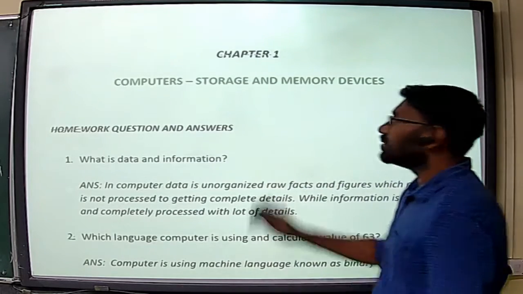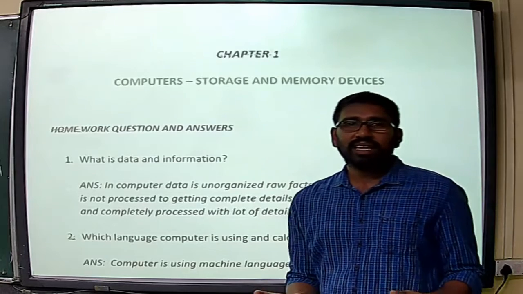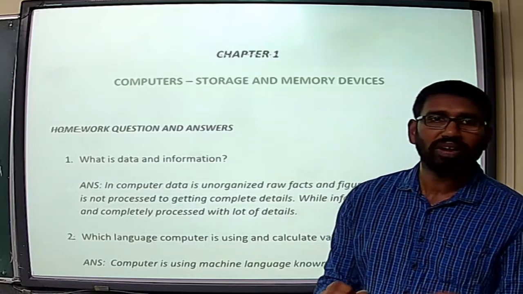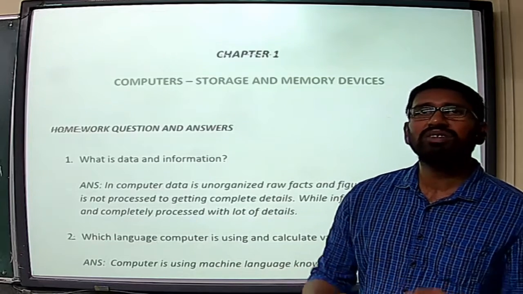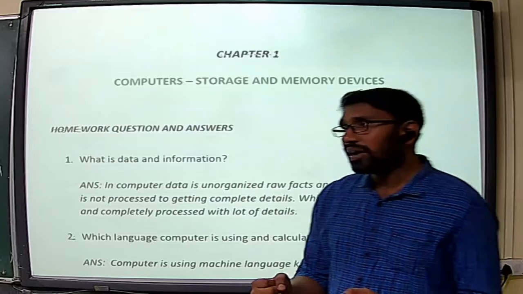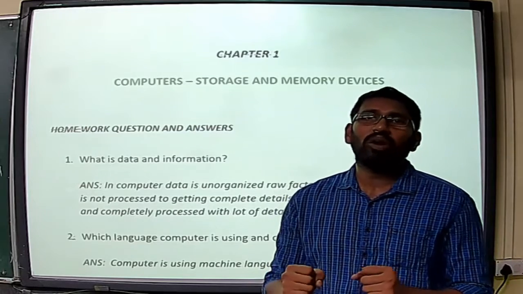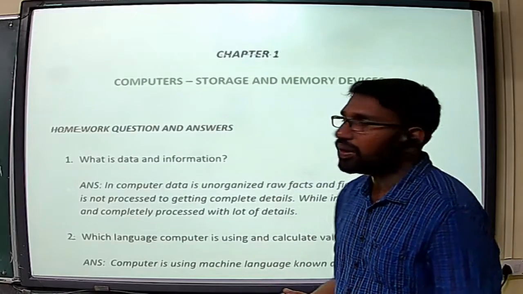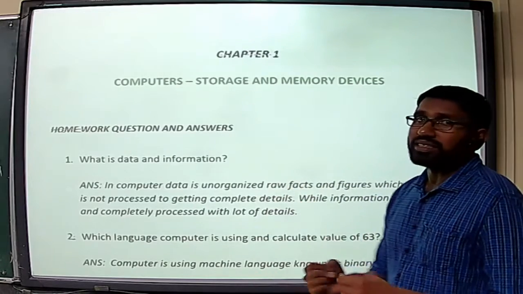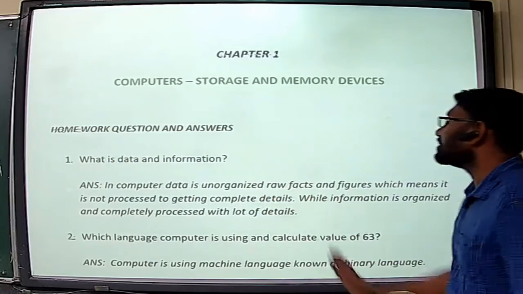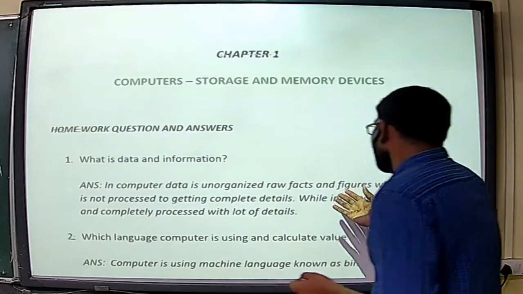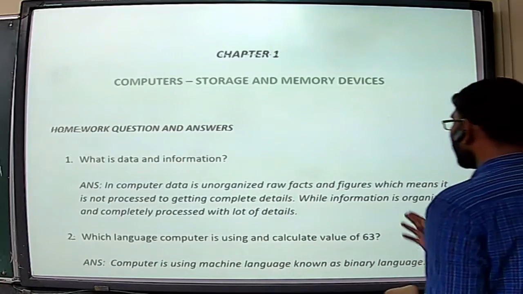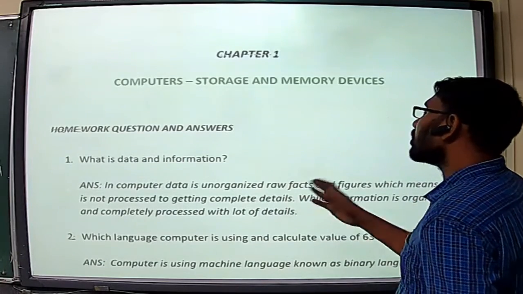I already told what data is. Data means unorganized facts. If you process the data with the computer, it is called information, that is, organized facts. If it is unprocessed, it is called data. That is unorganized. Clear? So in a computer, data is unorganized raw facts and figures, which means it is not processed to get complete details.